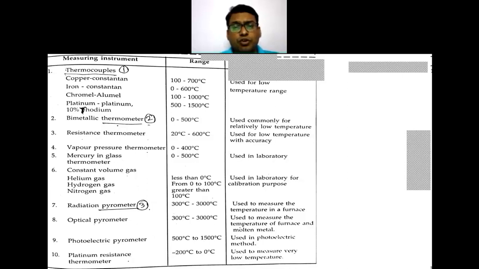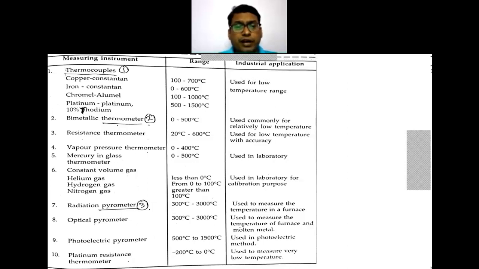Then constant volume gas thermometers, where hydrogen, helium or nitrogen can be used. Hydrogen is used less than 0 degrees Celsius, helium from 0 to 100 degrees Celsius, and nitrogen greater than 100 degrees Celsius, and they are used for laboratory calibration purposes. These are constant volume gas thermometers.